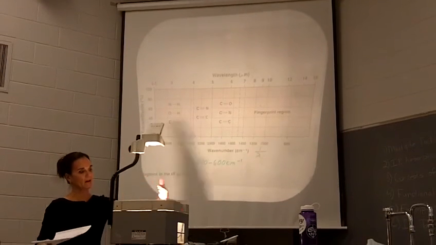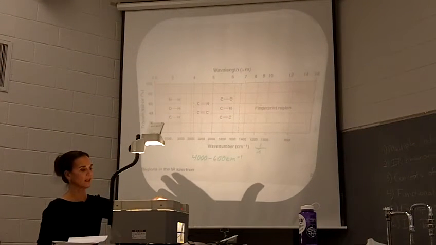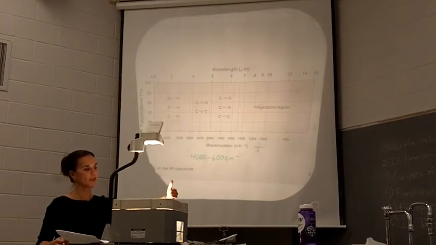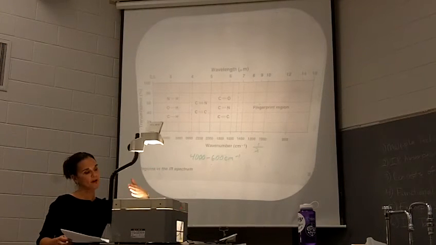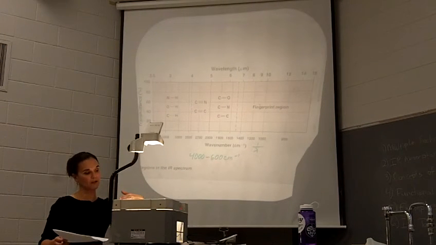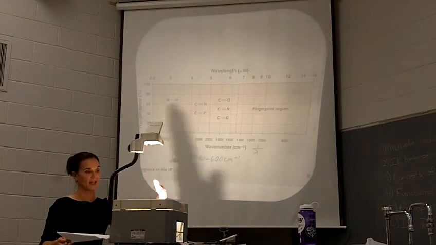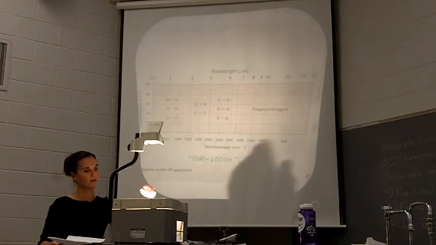Within the span of what we are going to be looking at with the infrared spectrum, we're looking at from 4,000 to about 600 inverse centimeters, or what we call wave numbers. That is the frequency that we're looking at.